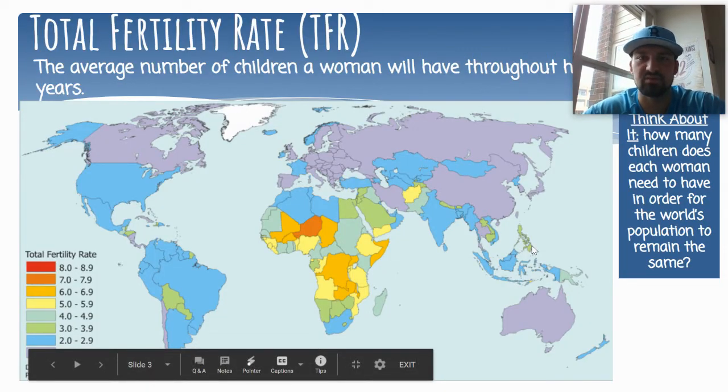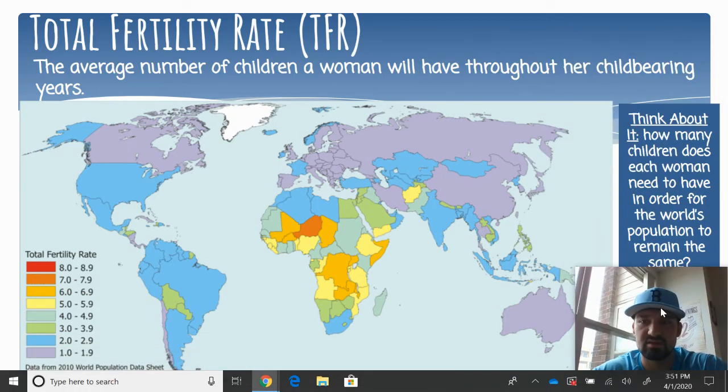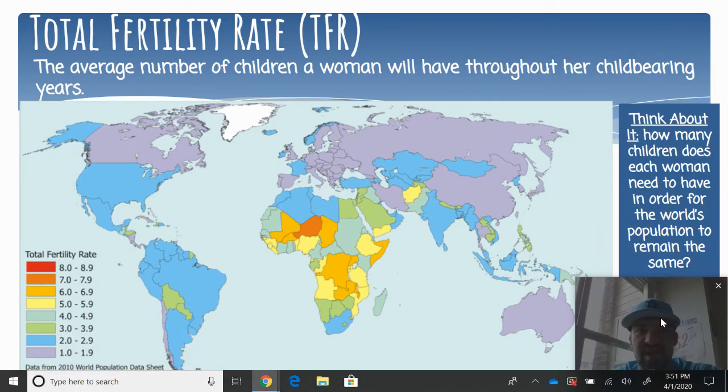What is the total fertility rate? That is the average number of children a woman will have throughout her childbearing years. So, on average, how many kids is a woman having? We look at the United States, 2 to 2.9. Sounds about right. But what do we notice about the different parts of the world?